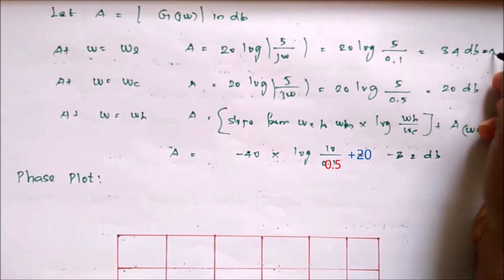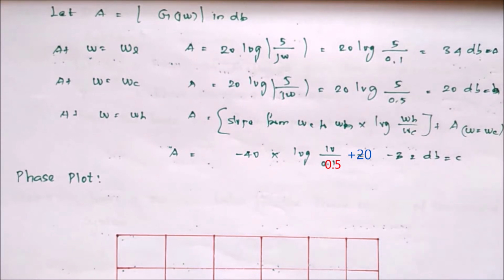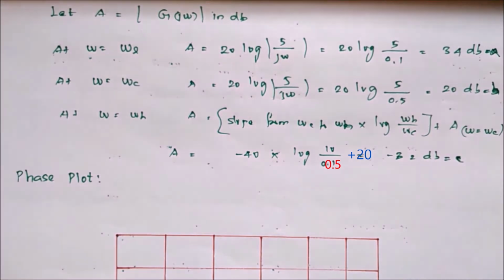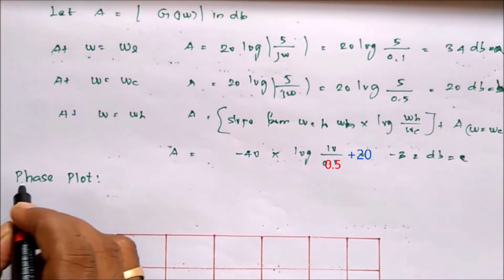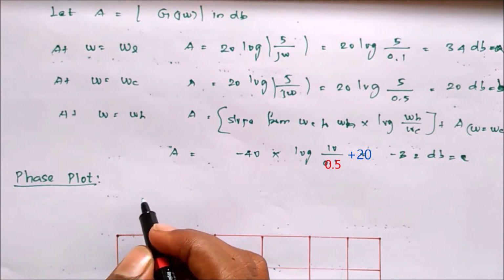So we can say this is point A, this is point B, this is point C. Likewise we can consider point A, point B, point C. Next, we have to calculate for drawing the phase plot.